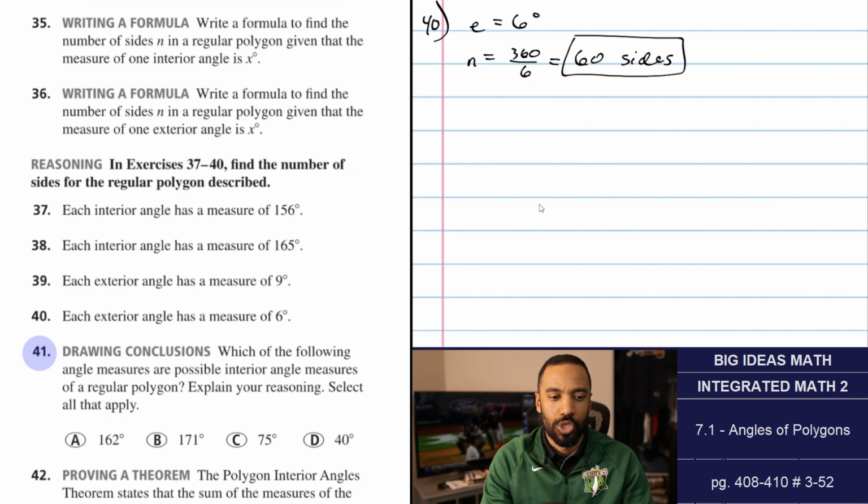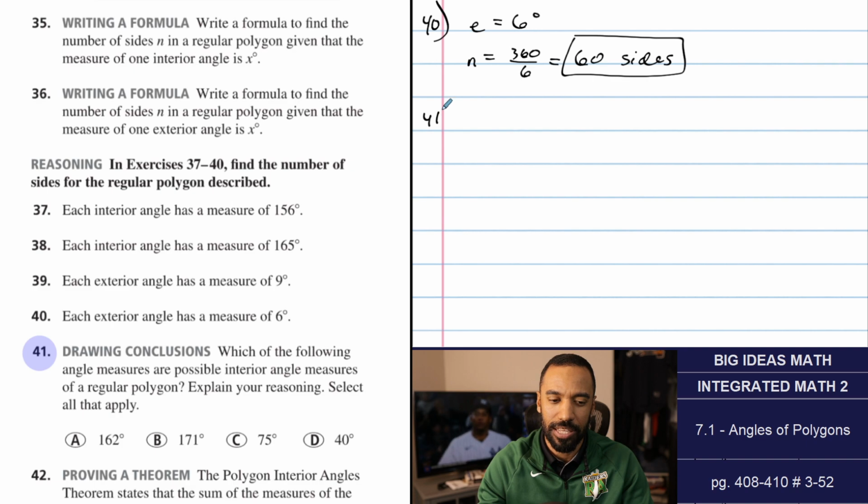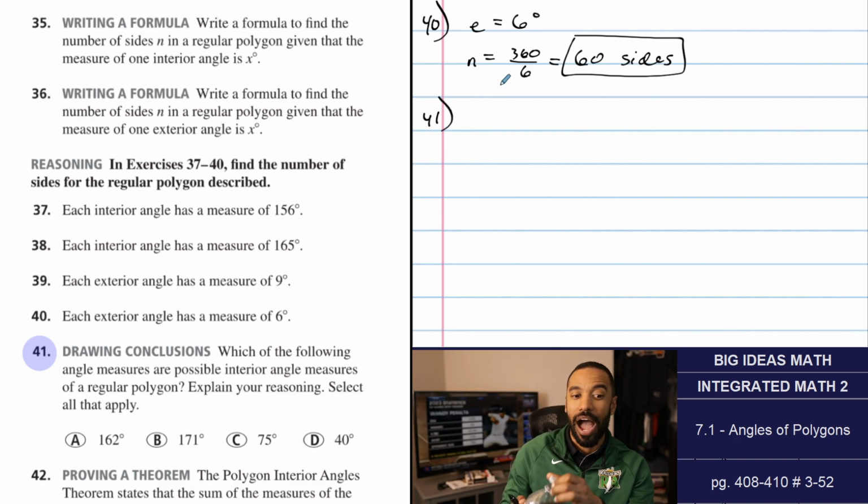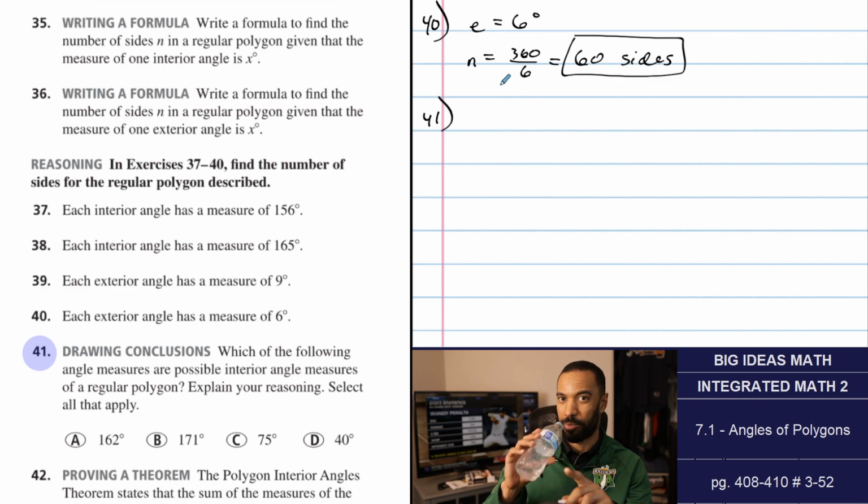Number 41, drawing conclusions. Which of the following angle measures are possible interior angle measures of a regular polygon? Explain your reasoning. Select all that apply. Honestly, I think I'm still using this formula.